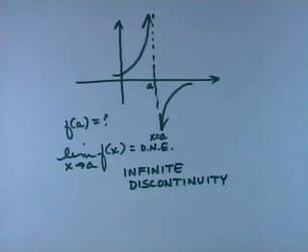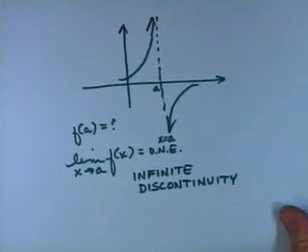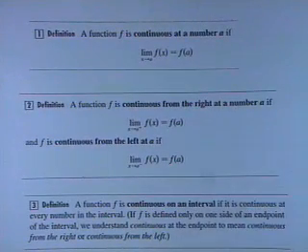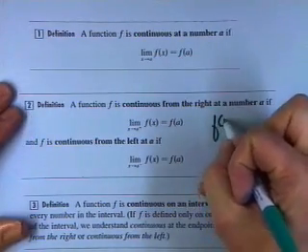Some functions, you can't talk about coming in from the left and from the right both, because the function doesn't exist on both sides. So you'll see this second piece here, the second definition. A function f is continuous from the right if it has a right-hand limit, and is continuous from the left if it in fact has a left-hand limit. Now, a simple function for which that is true, let me just write it down here.